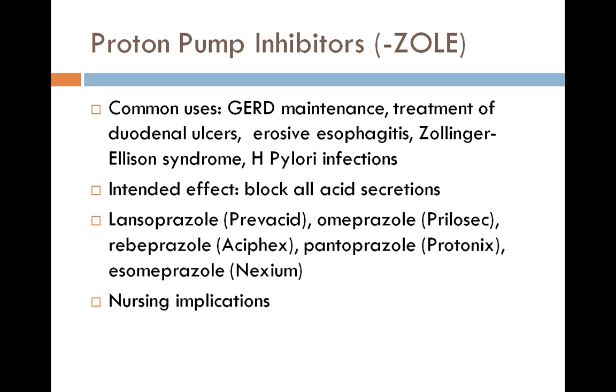And so when we have patients that are using proton pump inhibitors, these patients may be at increased risk for GI infections because we're blocking all the acid. Acid has a protective effect in that it blocks some antimicrobials. So when we block all the acid, we're blocking that antimicrobial protection, and the patient is at risk for GI infections.